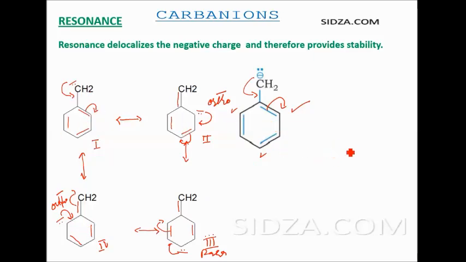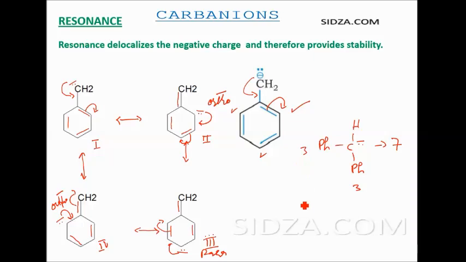If you have 2 phenyl rings, suppose you have a carbanion here with the 2 phenyl rings, a carbanion like this. One benzene ring can provide 3 structures, so 3 plus the original one. So the total number of canonical structures for the biphenyl carbanion is 7. So that's why the biphenyl carbanion is more stable than the phenyl carbanion.